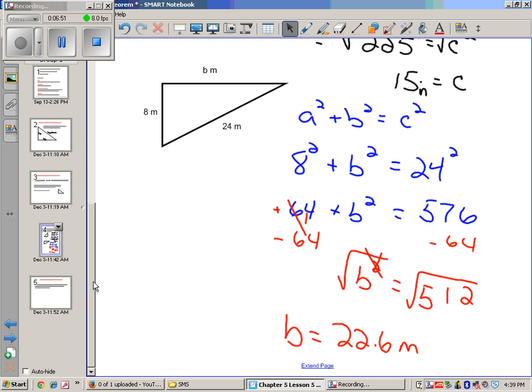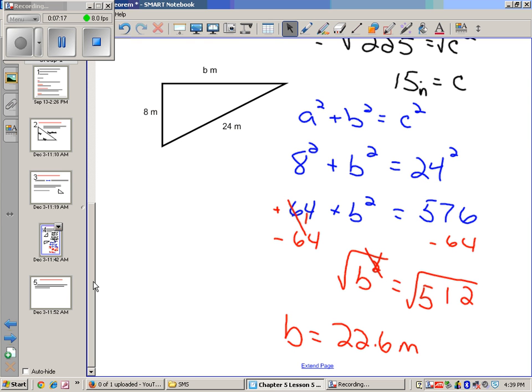Okay, and that's all there really is. They're going to give you 2 of the 3, A, B, and C, and you just have to solve for the missing one. If they give you the legs, A and B, you just have to add those up, then square your answer on that side. Or if they give you A or B and also C, you're going to have to subtract one of your legs from the hypotenuse and square that answer to find your other leg.